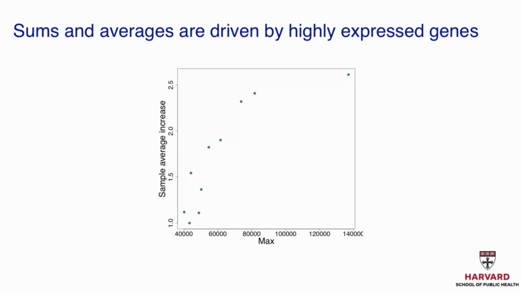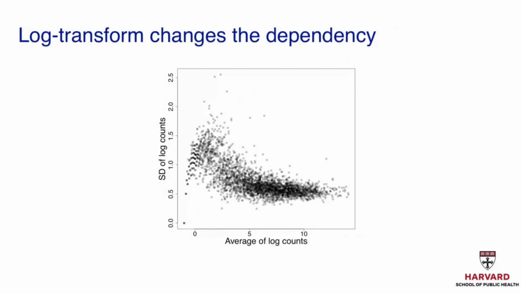So how can we solve this problem? Well, one simple approach is to take the log. There are other transformations we could consider, but this is the simplest one. So if we take the log of this data and we do the same thing, we compute the average across samples and the standard deviation across samples, now that mean variance relationship is much more flat, which is more desirable. Now we have highly expressed genes having about the same variance as most genes.